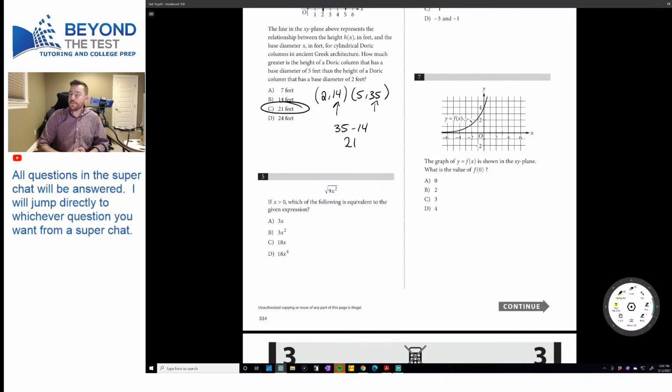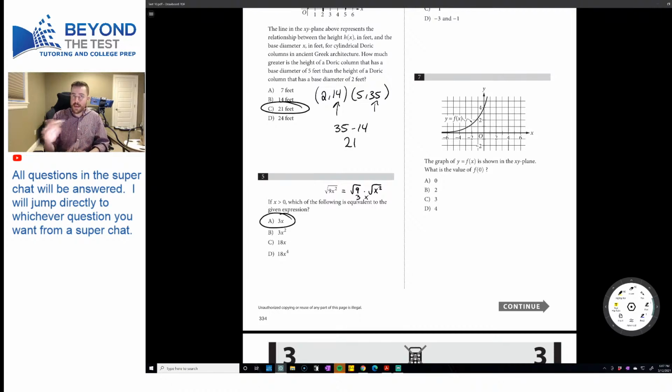All right, let's take a look at number 5 then. So for number 5 here, it says if x is greater than 0, which of the following is equivalent to this expression? Okay, so there's a few things you could do. If you don't know how to simplify this, you could always just go ahead and substitute in a value for x. But very simply here, this is the same thing as saying the square root of 9 times the square root of x squared. And we know the square root of 9 is just simply 3. Square root of x squared is just x. So that would be 3x.